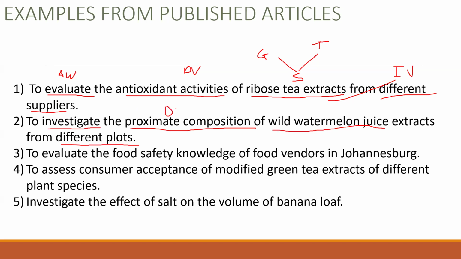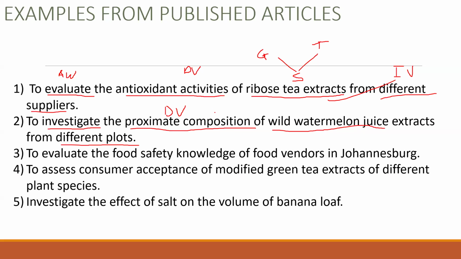After my experiment, I'm going to get the proximate composition, which is the dependent variable. Same with the one above. Antioxidant activities, we will get the value after our experiment, isn't it? Yeah. And it is the phenomenon under investigation. So it makes it easy to identify the dependent variable, right?